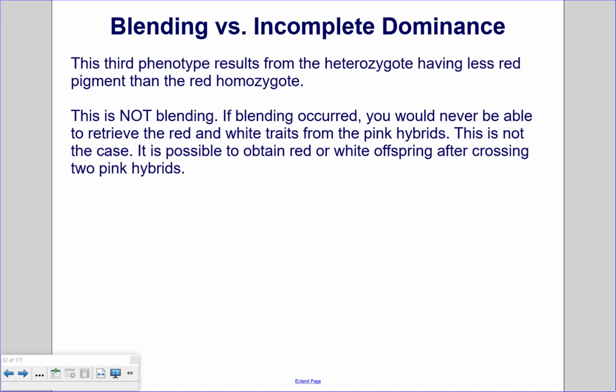Blending versus incomplete dominance. This third phenotype results from the heterozygote having less red pigment than the red homozygote. This is not blending. If blending occurred, you would never be able to achieve the red and white traits from the pink hybrids. This is not the case. It is possible to obtain red or white offspring after crossing the two pink hybrids. So we want to stay away from this word blending because we don't want to imply that the actual genes get blended. Even though the colors look like they're mixing together, we would rather say that it's just having less red or less white. It's pink, it's somewhere in the middle, but we don't want to say blend.